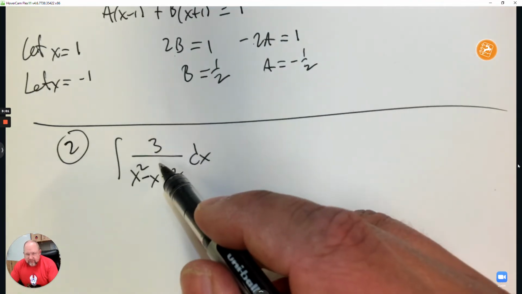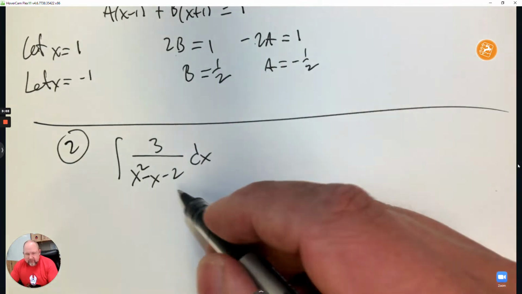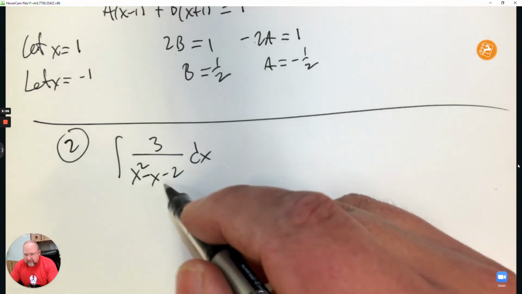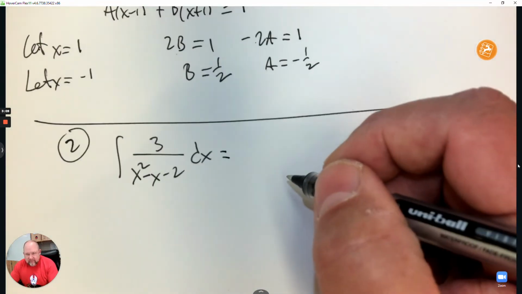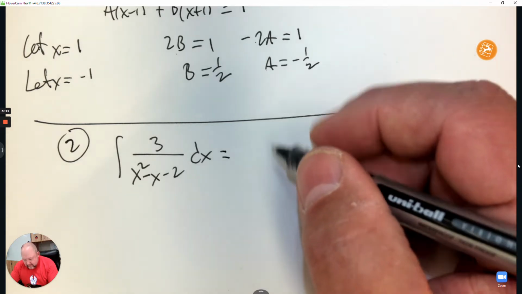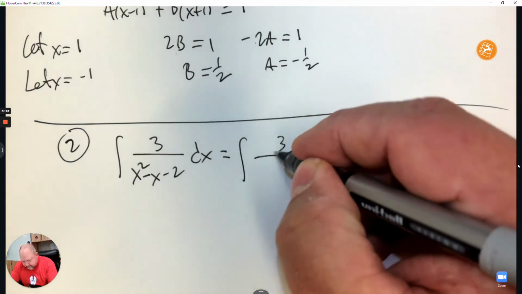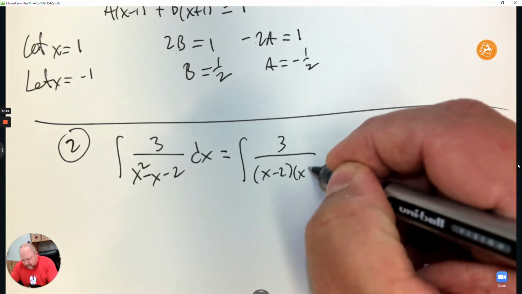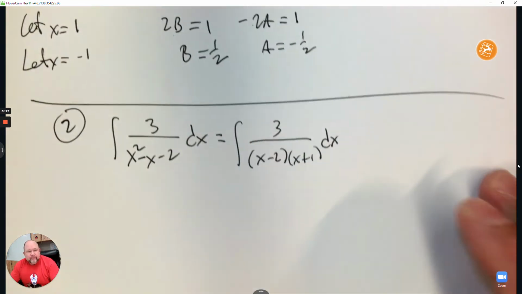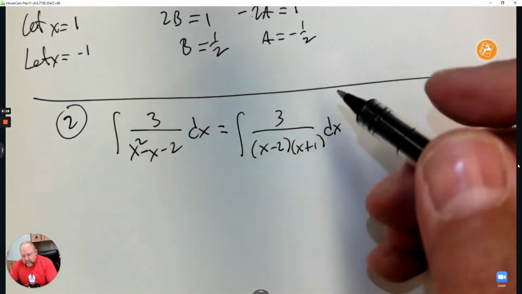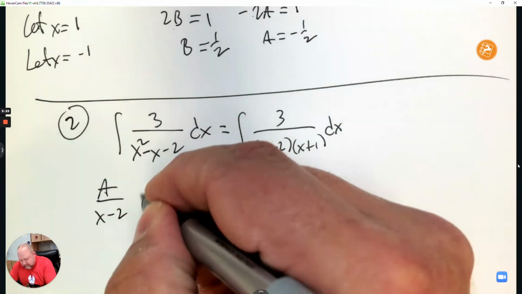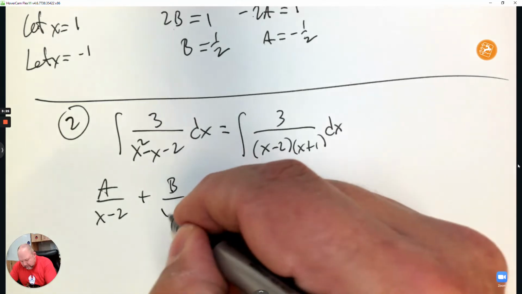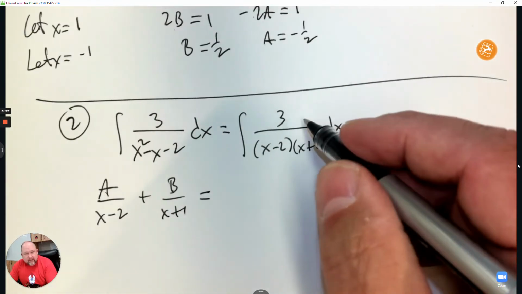So as I go through the options, the only option I see, so I take the derivative, it doesn't match. It's not in the form where I see any inverse trigonometry. So I'm going to factor it. So that's negative 2 and positive 1. And then I'm going to set up two fractions, one for a for x minus 2 and b for x plus 1. And then make that equal.